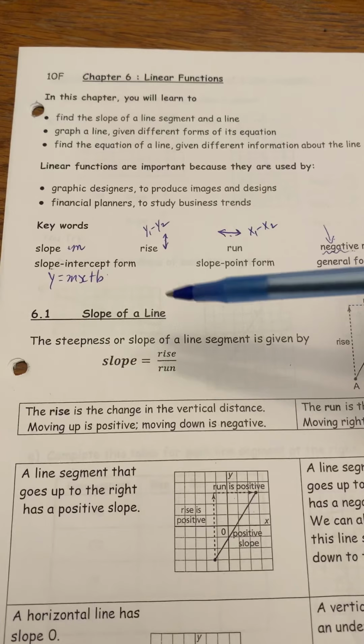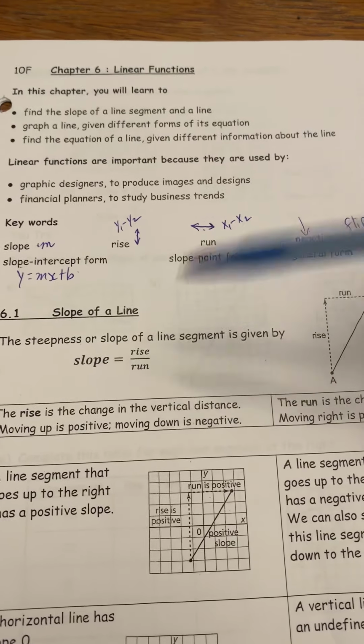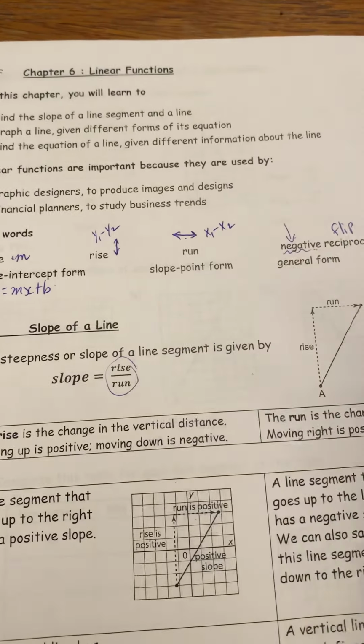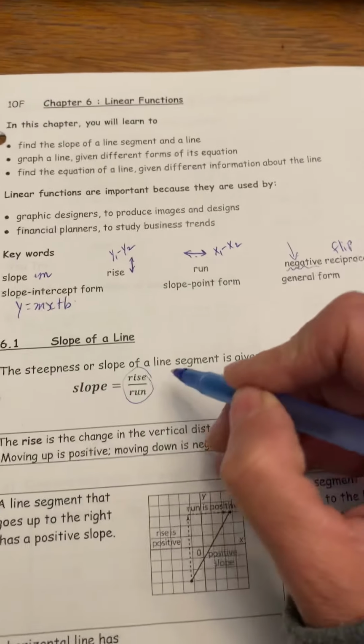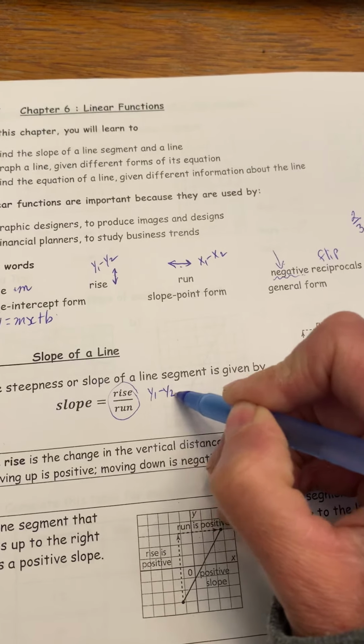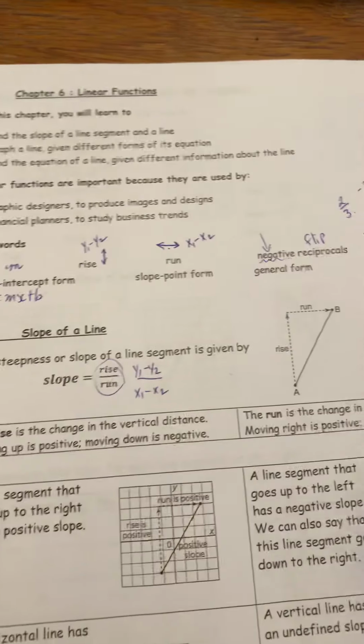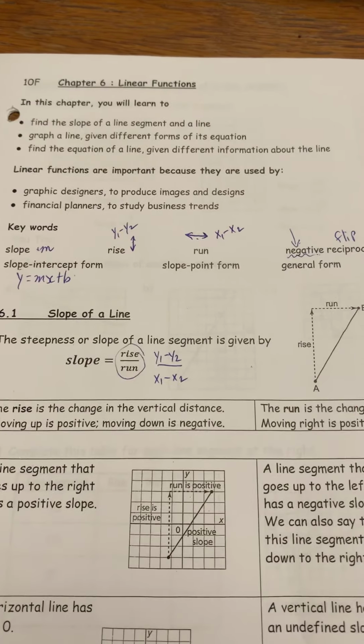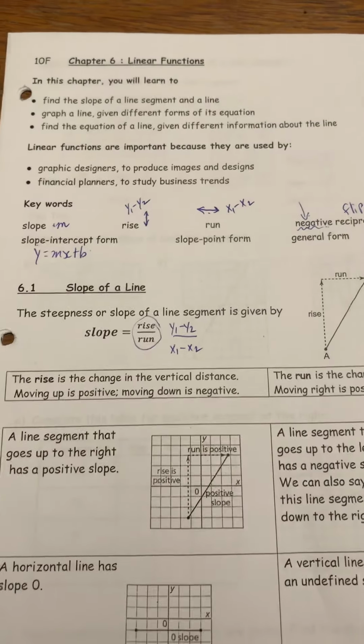Okay, so the slope of a line is simply the steepness, and it will be represented by rise over run. So we've talked about that. Y1 minus y2 over x1 minus x2. And if you remember from the last unit, we talked about slope as being the rate of change.